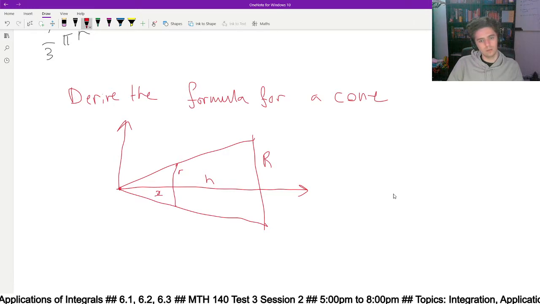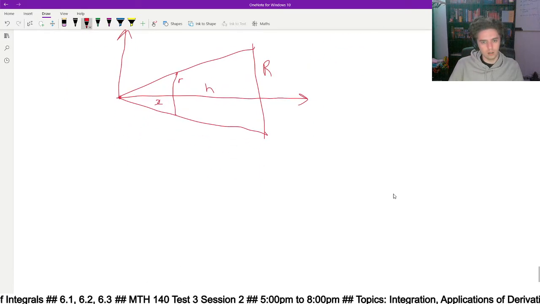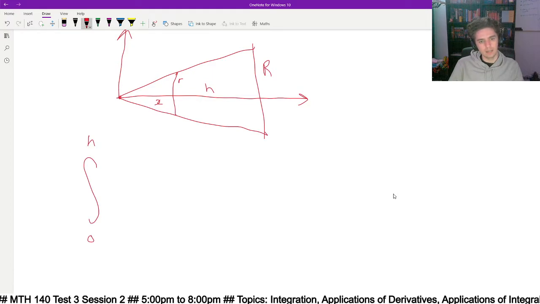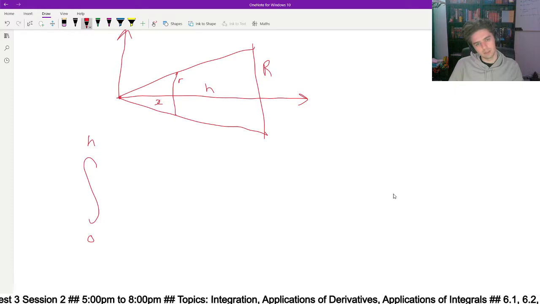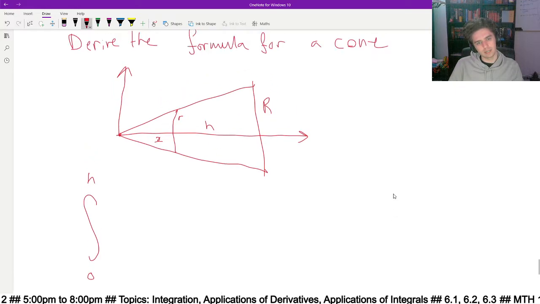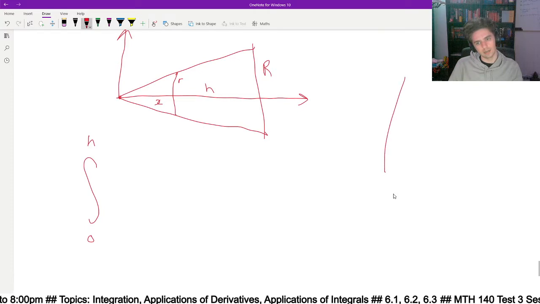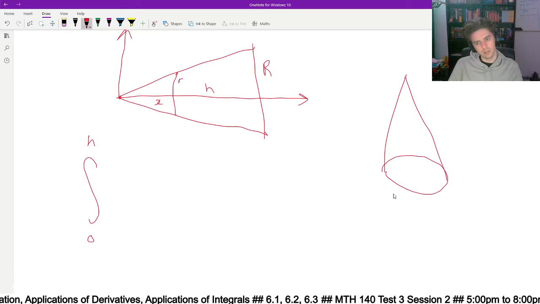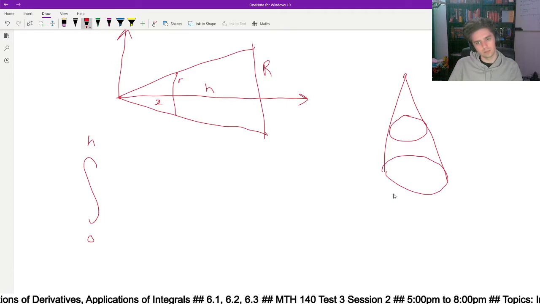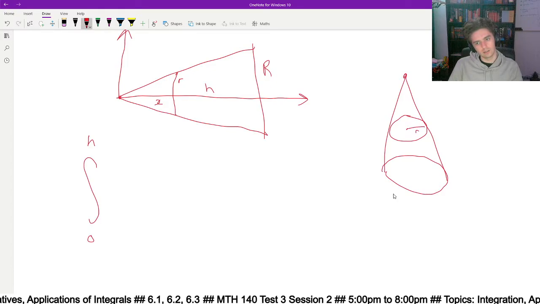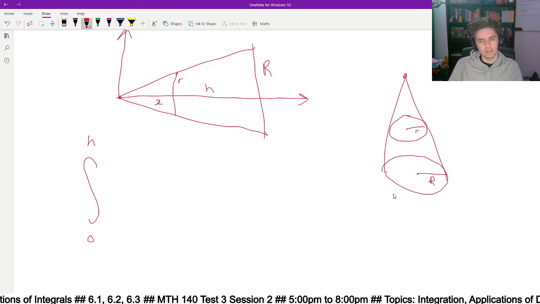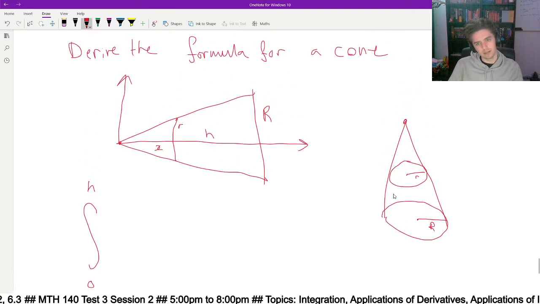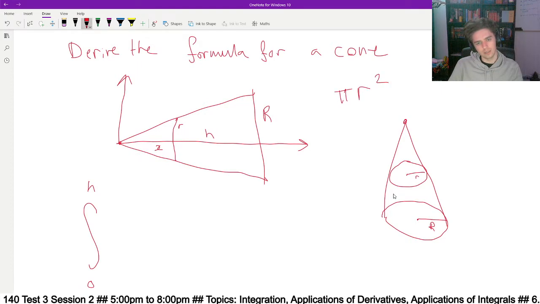So we want to integrate all the cross sections from 0 to h, right? And so we want to take the area of each slice. So the area of each slice is going to be a circle of radius r, because this is a cone. I can't really draw a cone, but I guess I make it a circle on the bottom. So the cross section will also be a circle of radius little r. This is radius big R, right? So that circle there is going to have an area of pi r squared.